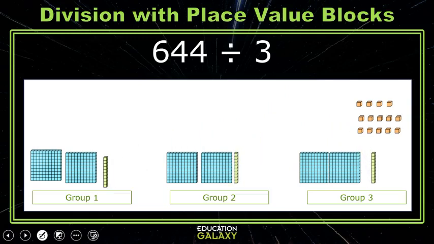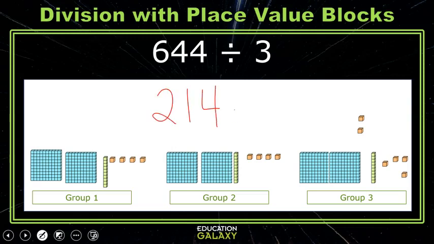which we can divide into 10 ones and combine with 4 ones. So now we have 14 ones. We can divide those into our 3 groups. That will put 4 ones in each group, but there will be 2 ones left over. So our answer would be 214 with a remainder of 2.